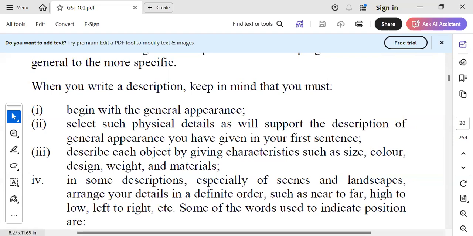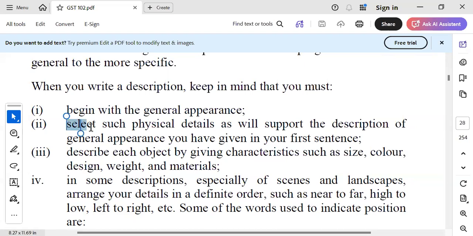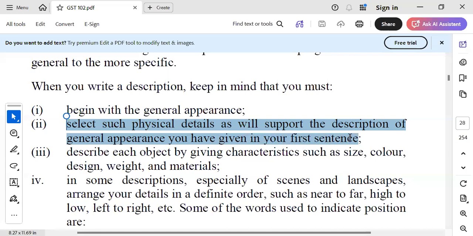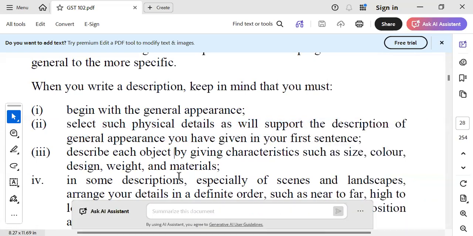When you start talking more about the details of that thing, I'm going specific. But general is just, how does it look? Appearance. When you're talking of general, it's just the appearance alone that you start with. And that is the best way to always start a discussion. You talk about the general appearance of that thing. Then select such physical details as will support the description of the general appearance you have given in your first sentence. Now, once you come up with a general appearance, you need to select more details from the things you mentioned in the general appearance.